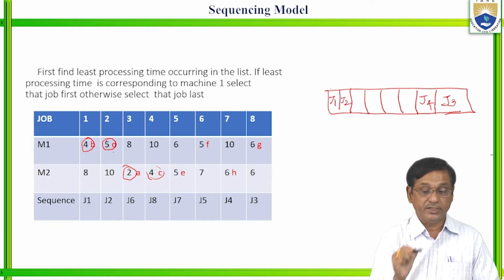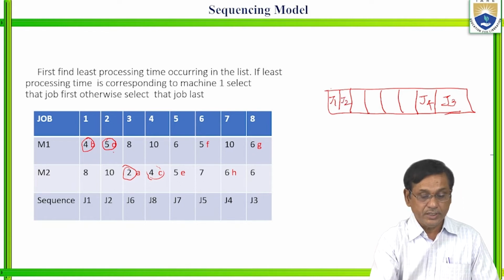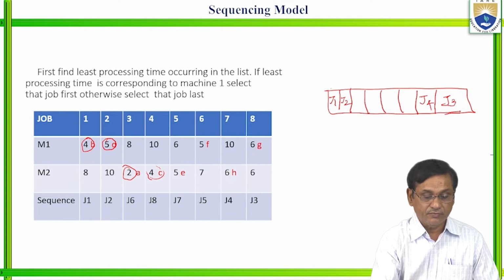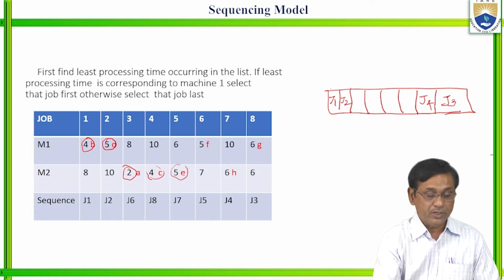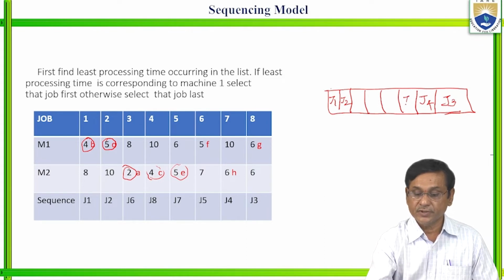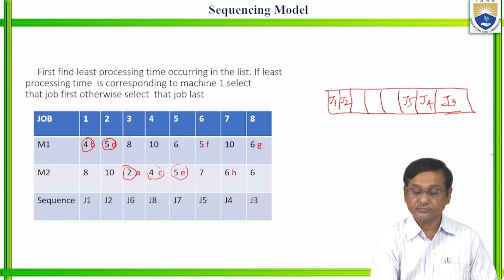J2 should be considered here. Then coming to the next lowest, which is 5 again. So the least processing time is 5, but the machine is the second. Second means we have to come in from the last. So this is J5. J5 should be considered here.